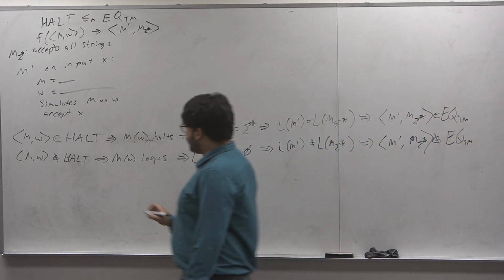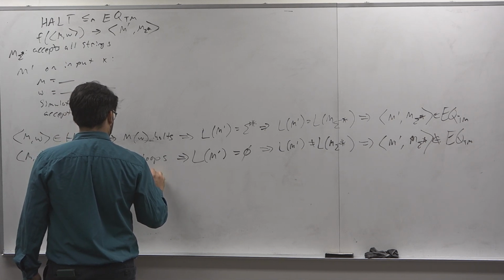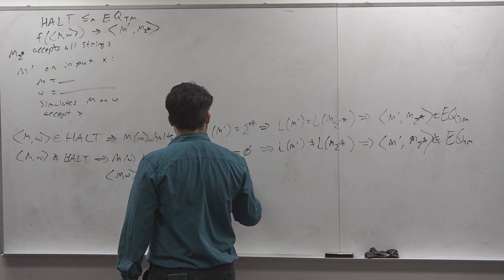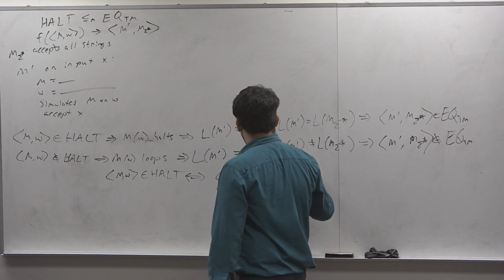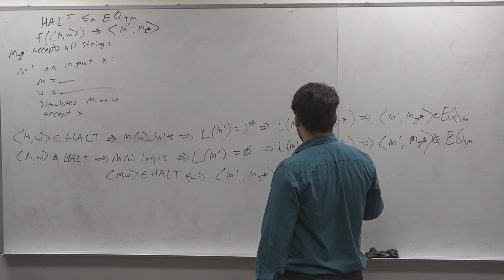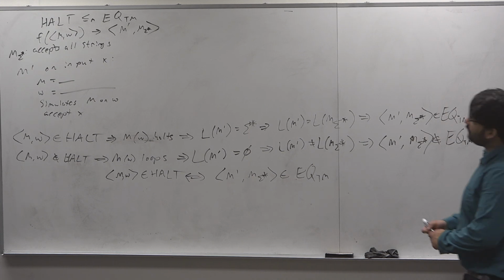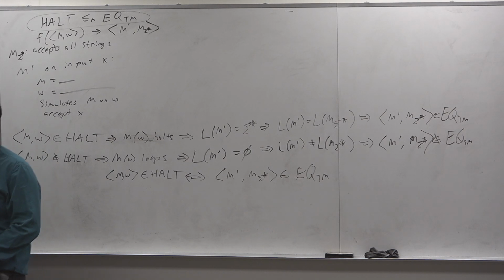All in all, we see that M comma W is an element of halt if and only if this pair of machines, M prime comma M sigma star, is an element of EQTM. If someone claims they can solve EQTM for you, great. Use them, with carefully crafted input that tricks them into solving the halting problem. But you know the halting problem is unsolvable. That's what the proof shows. We have therefore sufficiently proven there's a reduction from halt to EQTM. It's the same reduction, in fact, right?